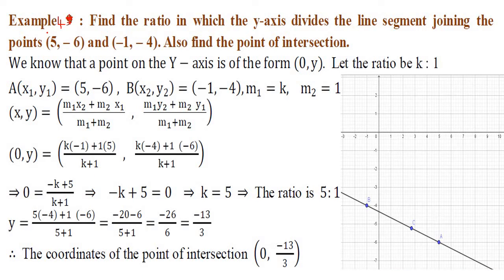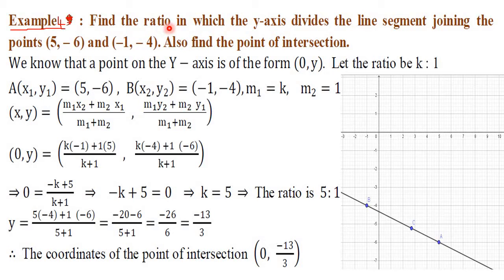Next problem on section formula. Example number 4. Find the ratio in which the y-axis divides the line segment joining the points (5, -6) and (-1, -4). Also find the point of intersection.